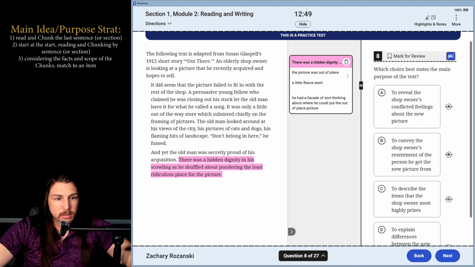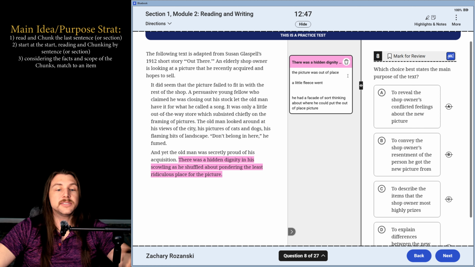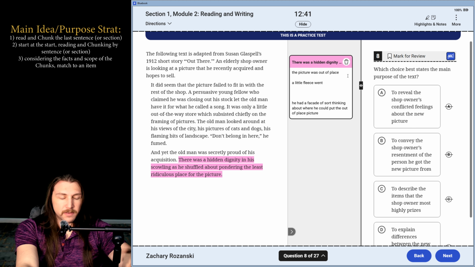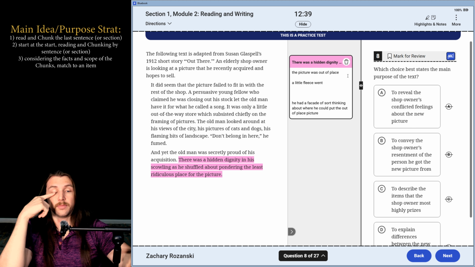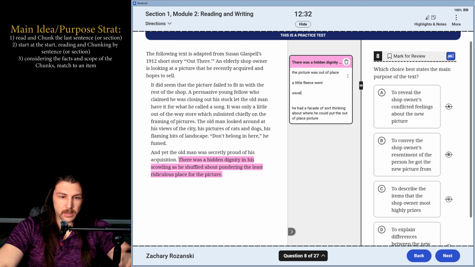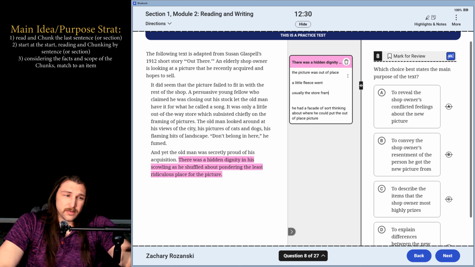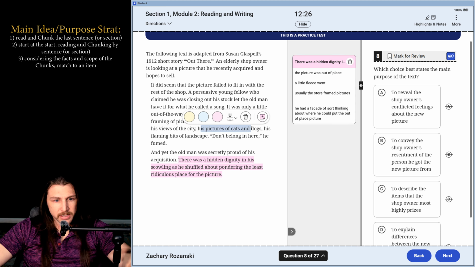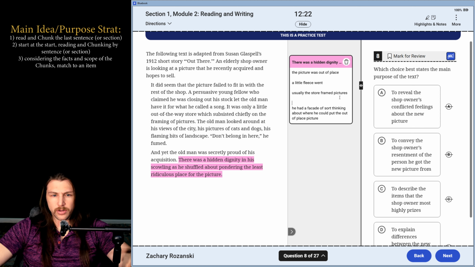It was only a little out of the way store, which subsisted chiefly on the framing of pictures. Usually the store framed pictures. The old man looked around at his views of the city, his pictures of cats and dogs, his flaming bits of landscapes. Don't belong here, he fumed.